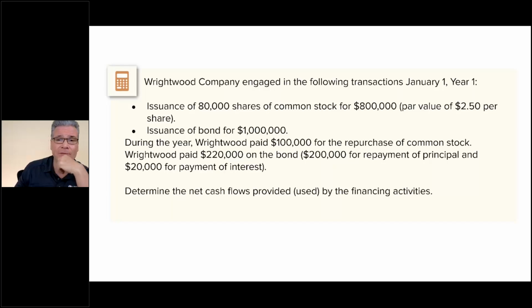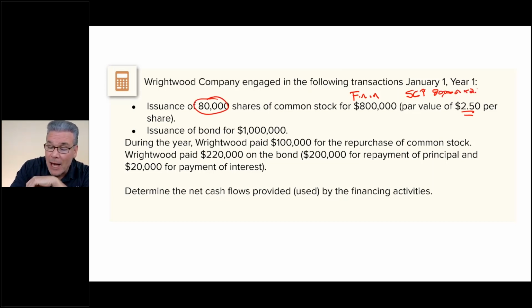Question now. Love the questions. Here we go. Task-based simulation, multiple choice. Wrightwood Company engaged in the following transactions. They issued 80,000 shares of their own stock for 800,000. That is a financing inflow. Now, specifically, the par value is 2.50. So your stated capital is going to go up by 80,000 shares times the par value of 2.50. That's going to be $200,000.